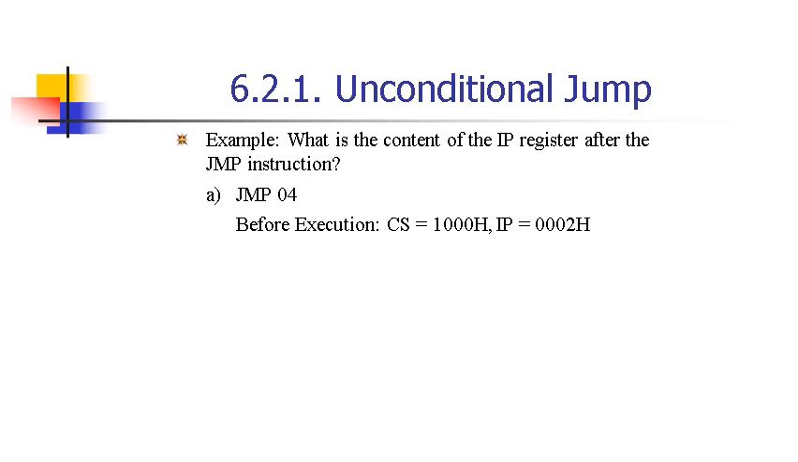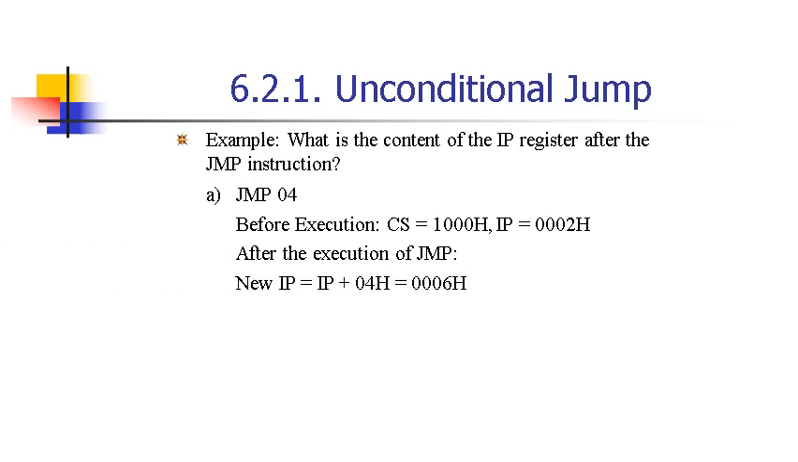So these are the values of your CS and IP before execution. CS is 1000 hexadecimal, IP is 2 hexadecimal. After execution of this jump instruction, your IP will be displaced 4 bytes, or 4 places upwards. So if IP was 2, now it becomes 6, while your CS is still 1000, meaning you did not leave your code memory segment.